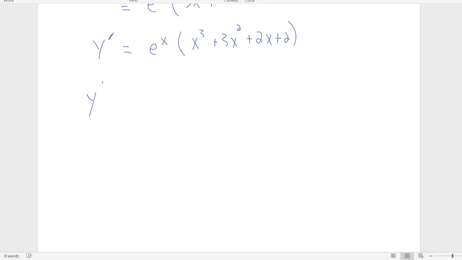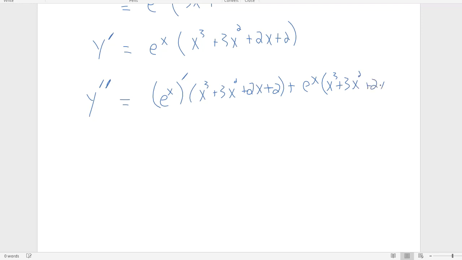So now that I'm going to find my second derivative, I'm going to go ahead and use the product rule again. So I could do the derivative of the first times the second, or basically just repeat this process however many times we need to. Derivative of the first times the second, and then plus the first times the derivative of the second. X cubed, 3x squared plus 2x plus 2.